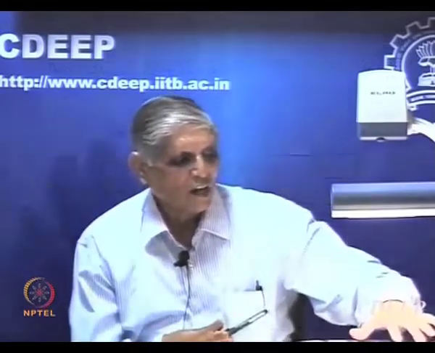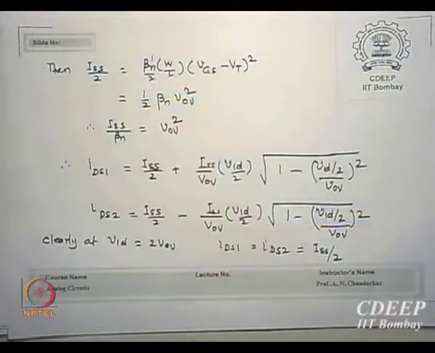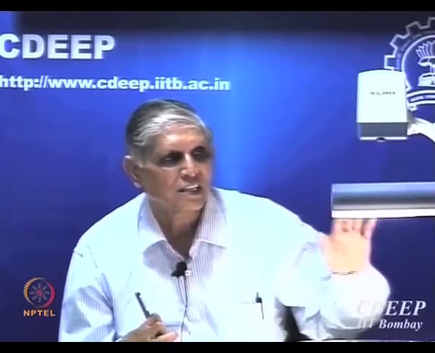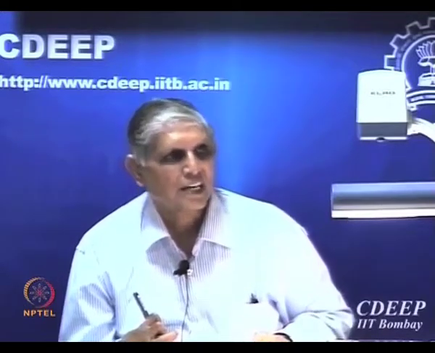Now for that I got the relationship for VOV, the excess voltage, which is a DC excess voltage. That's what I keep telling you, don't confuse between ACs and DCs. This is a DC current I am talking about. ISS is a DC current, and VID is an AC part. So don't confuse them every now and then.